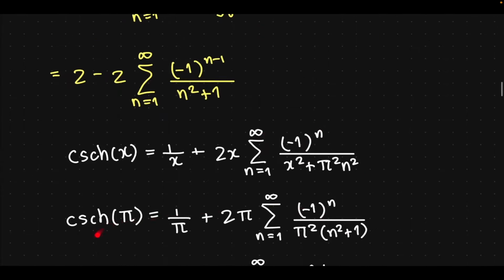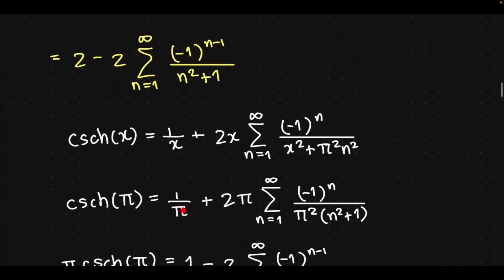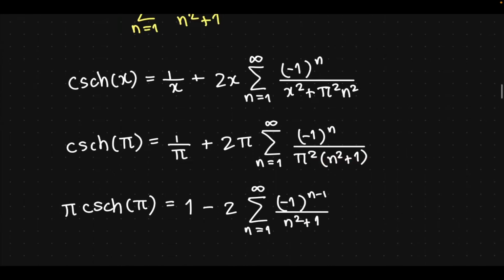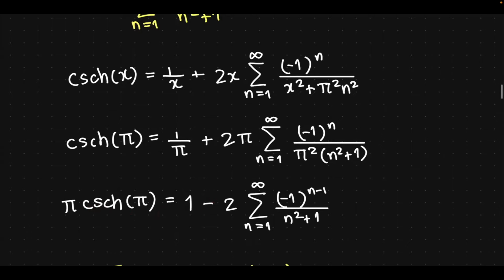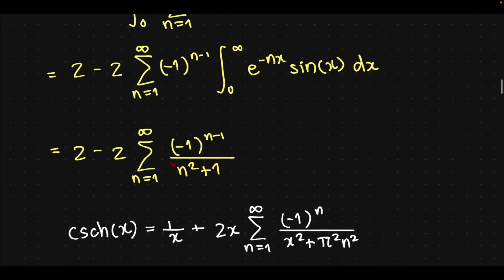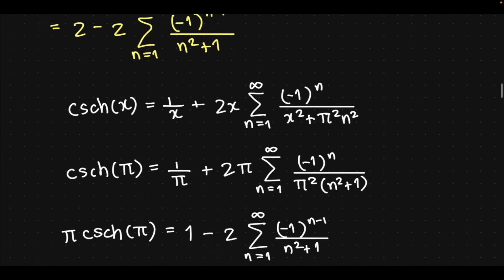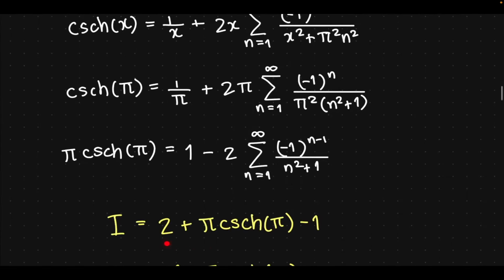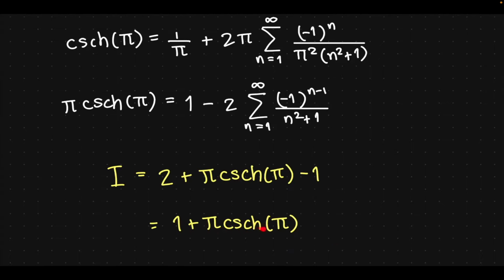So hyperbolic cosecant of pi is going to be 1 over pi plus 2 pi times the sum from n equals 1 to infinity of minus 1 to the n over pi squared times n squared plus 1. So we get pi times hyperbolic cosecant of pi equals 1 minus 2 times the sum from n equals 1 to infinity of minus 1 to the n minus 1 over n squared plus 1. And that means the integral, which was this entire thing, just plugging this realization in, is 2 plus pi times hyperbolic cosecant of pi minus 1, which is 1 plus pi times hyperbolic cosecant of pi.